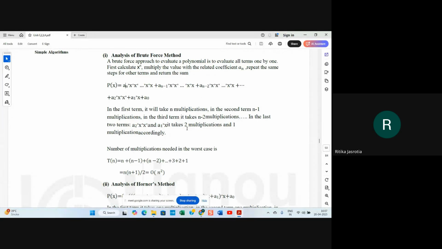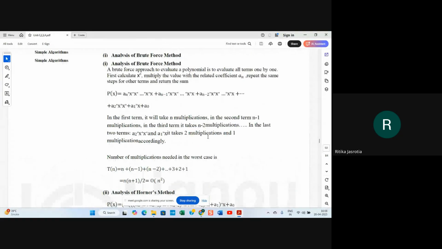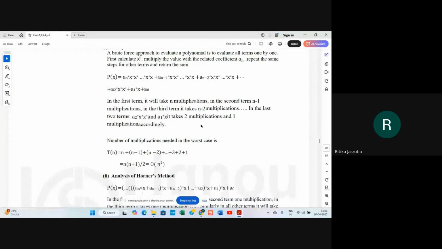So accordingly, the number of multiplications needed in the worst case is n plus n minus 1 plus n minus 2 plus 3 plus 2 plus 1, like that, which will be n into n plus 1 divided by 2, which is O of n square. So they are saying that it will take O of n square complexity to calculate according to the brute force method.